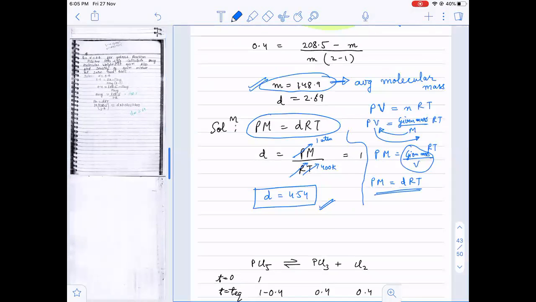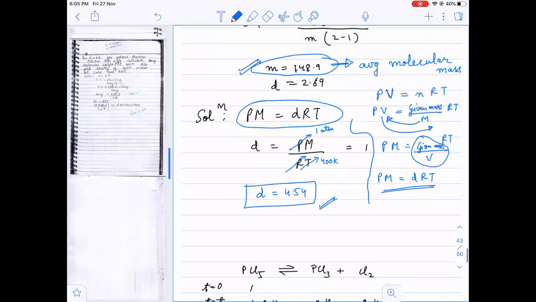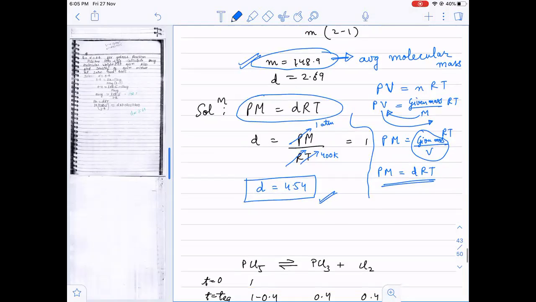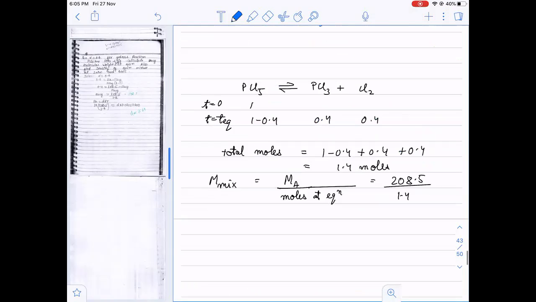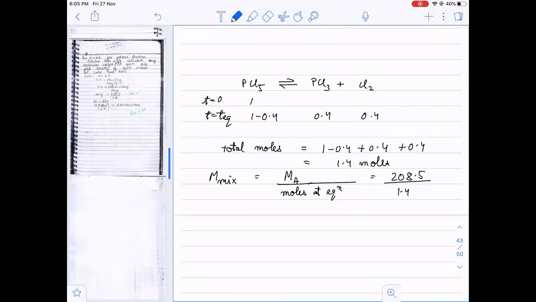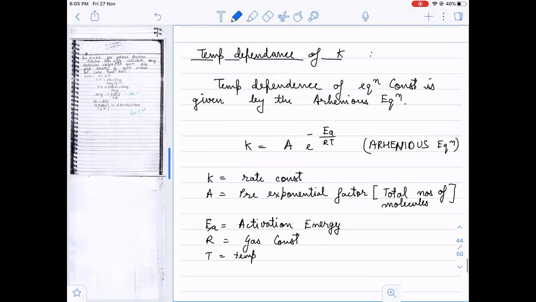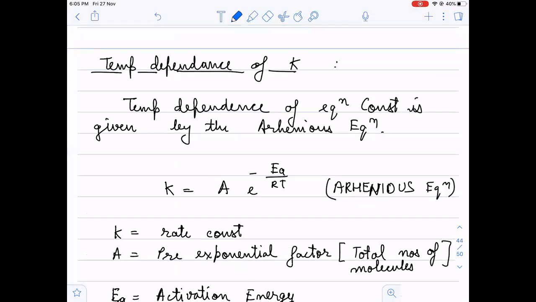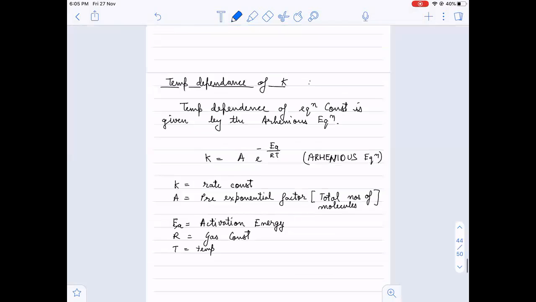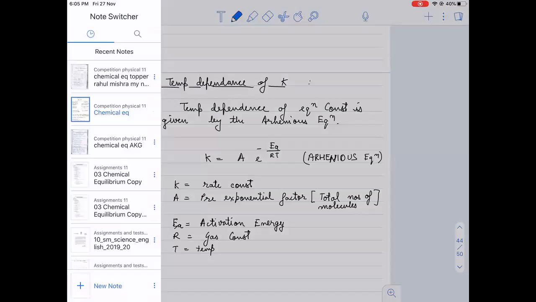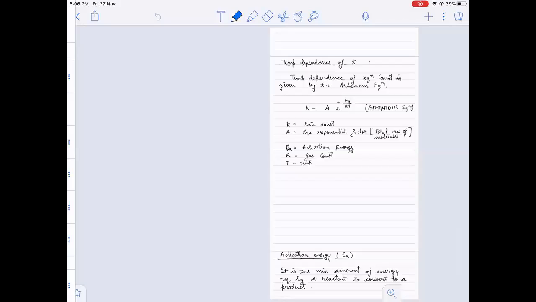We have covered till now degree of dissociation, vapor density in relation to the degree of dissociation, and now we are going to see a different concept, and this concept is known as the Arrhenius equation. Just a moment. I hope the previous question is clear. There is no doubt left. If there is any, please let me know.